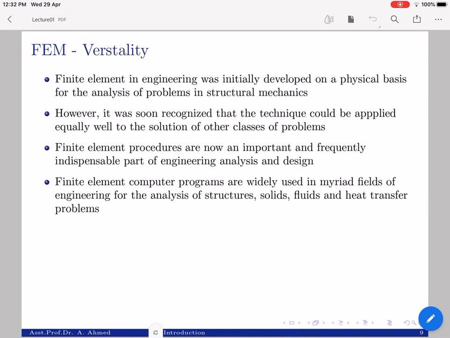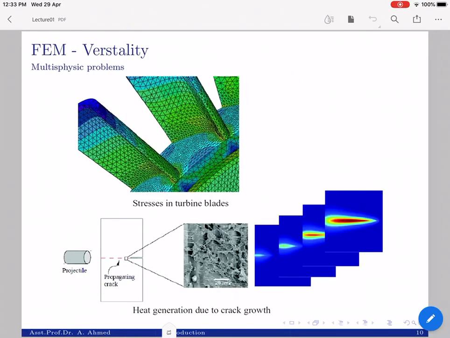You can also apply it for solid structures, for fluids, for heat transfer problems, for aerospace engineering, for biomechanics. So it's a very versatile method that can be applied to myriad fields of engineering. For example, you can also analyze multiphysics problems.